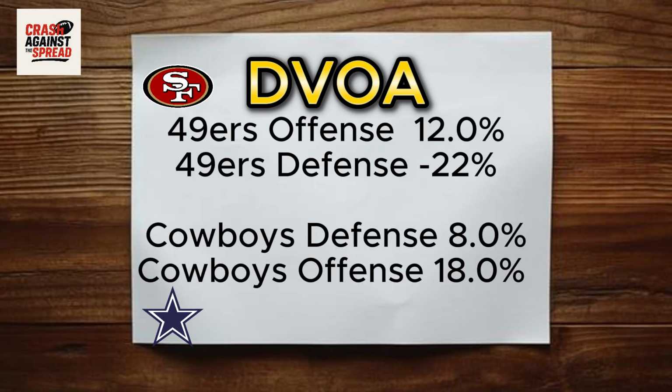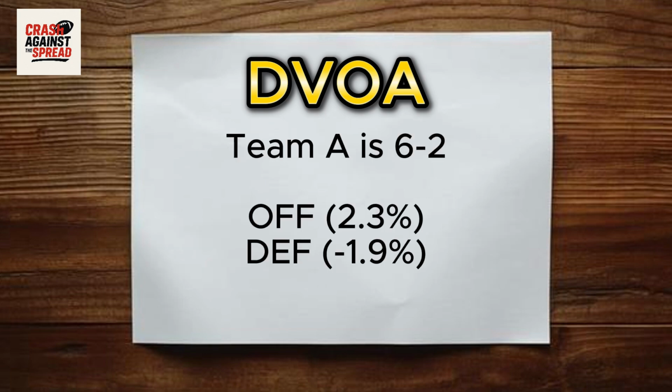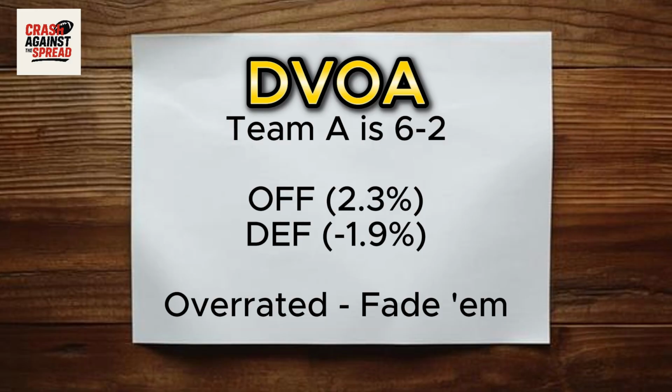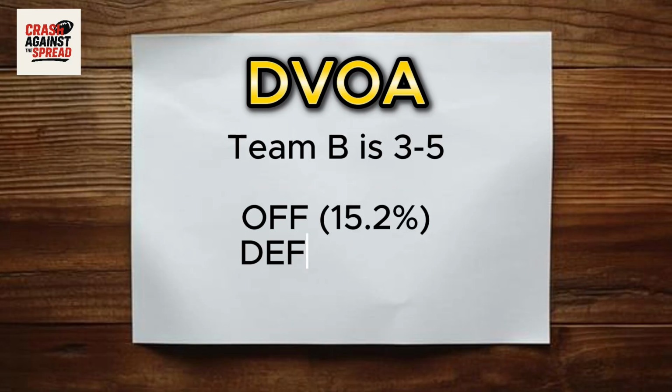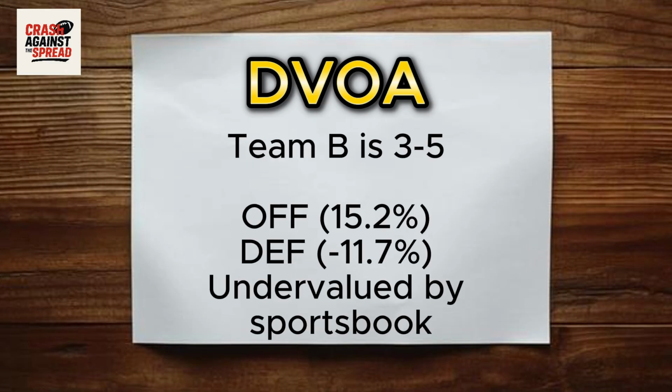It doesn't just tell you who has flashy numbers. It tells you which teams are efficient, which sides of the ball really matter in a matchup, and where the hidden edges are. Maybe a team has a 6-2 record, but their DVOA shows they're barely above average because they've been skating by against weak opponents. That's an overrated team you can fade. On the flip side, maybe a team is 3-5, but their DVOA is solidly top 10. That tells you they've been losing close games against elite competition, and that team is probably undervalued by the books.